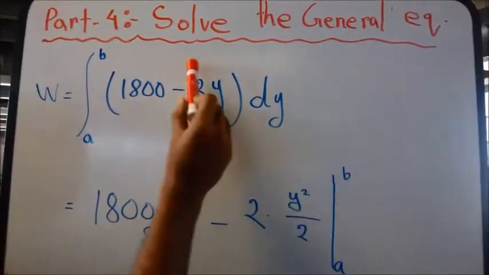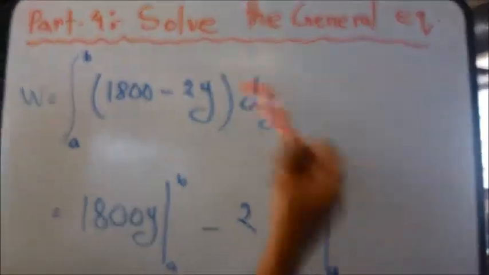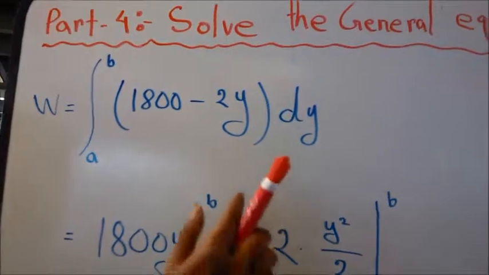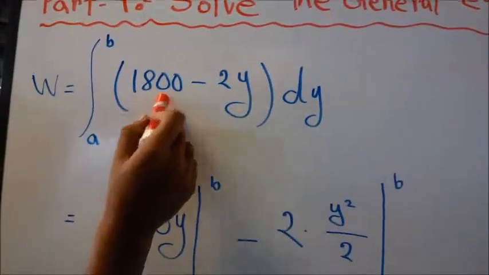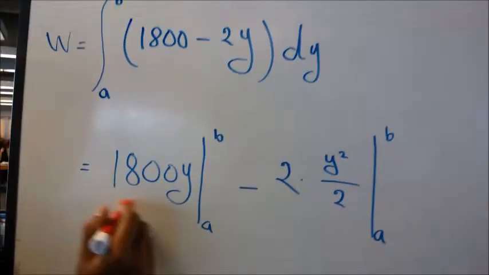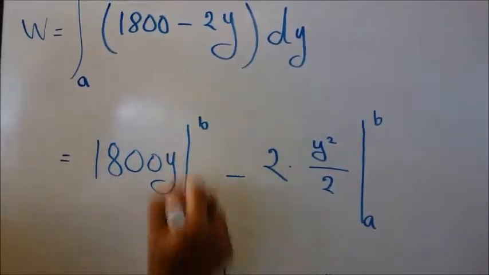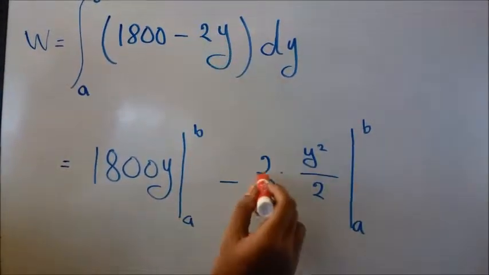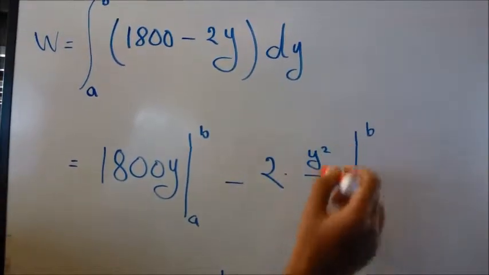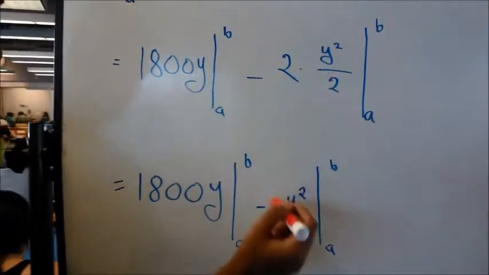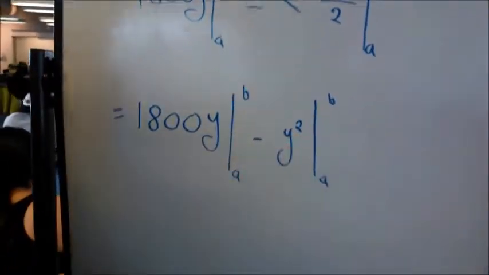Okay, in part 4, solve the general equation. So we set up the general equation from part 3. So we take the integration of 1800. Since it's a constant, we get 1800 times y, and the limits, minus, we take the integration of 2y, constant times y squared over 2, and then the limits. From there we cancel out the 2, and then we get y squared by itself.